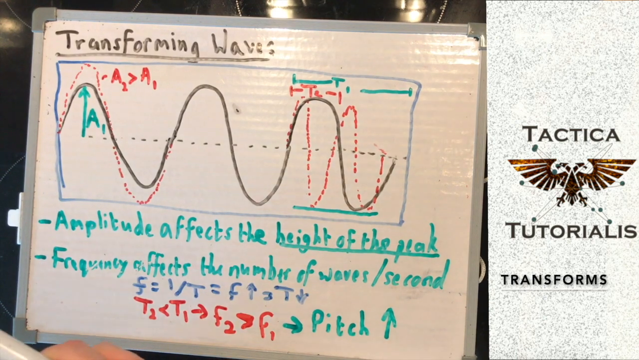So the pitch of a sound, this particularly applies to sound waves, is actually affected by the frequency of the wave. If the wave is of a higher frequency, then the pitch of that sound goes up. So if you hear a high-pitched sound or a high-pitched instrument, that sound wave has got a higher frequency than the lower pitch sound, which has a lower frequency.